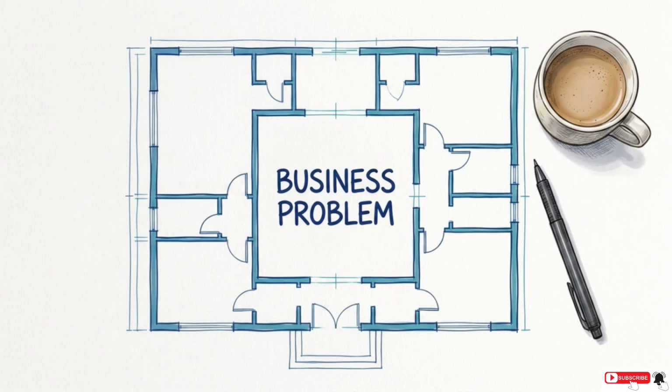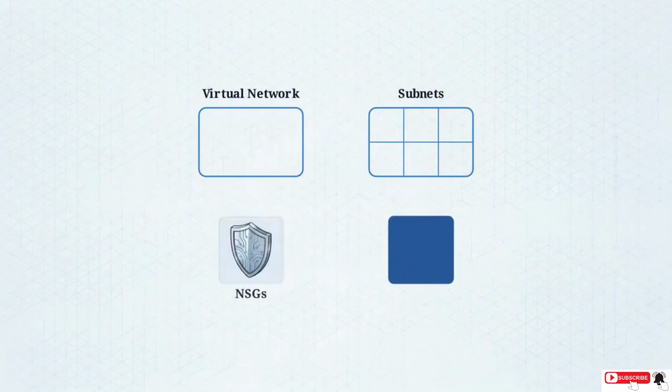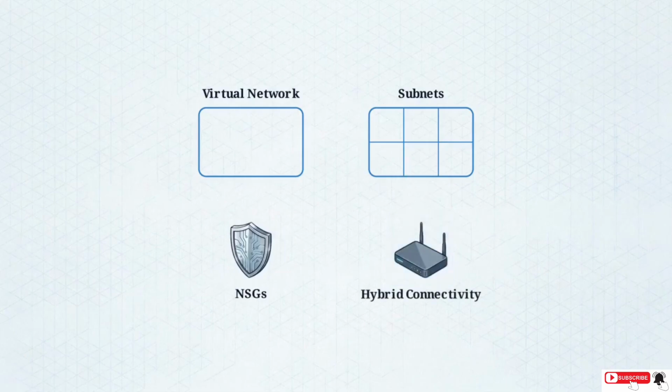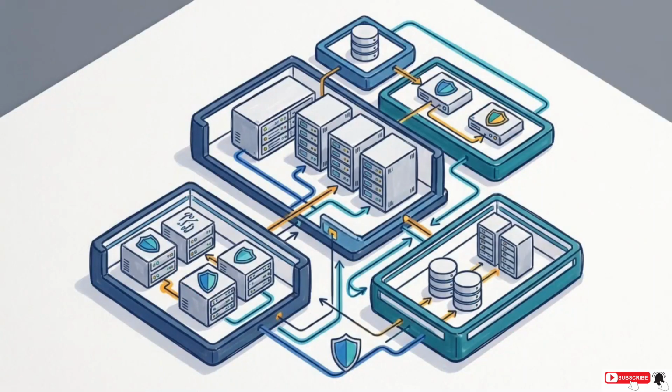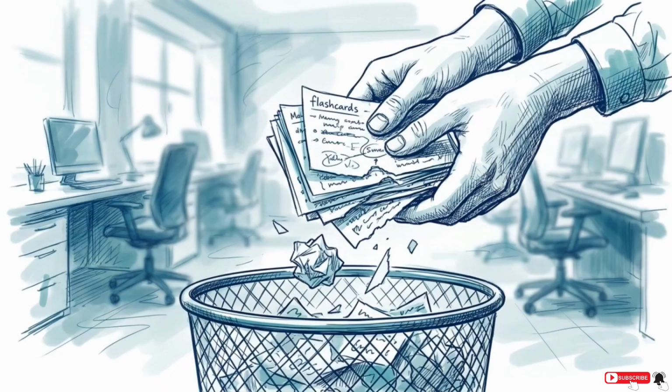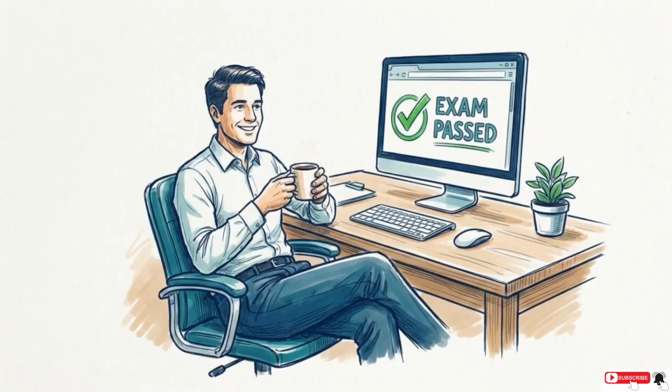For your exam, map the business problem to the architectural boundary. Ask yourself, am I trying to create a network, subdivide it, secure it, or connect it to the outside world? The requirement determines the tool. Azure networking is a single interconnected system. Once you understand how these components layer on top of each other, you no longer have to memorize isolated services. Identifying the specific problem automatically reveals the correct architectural solution.